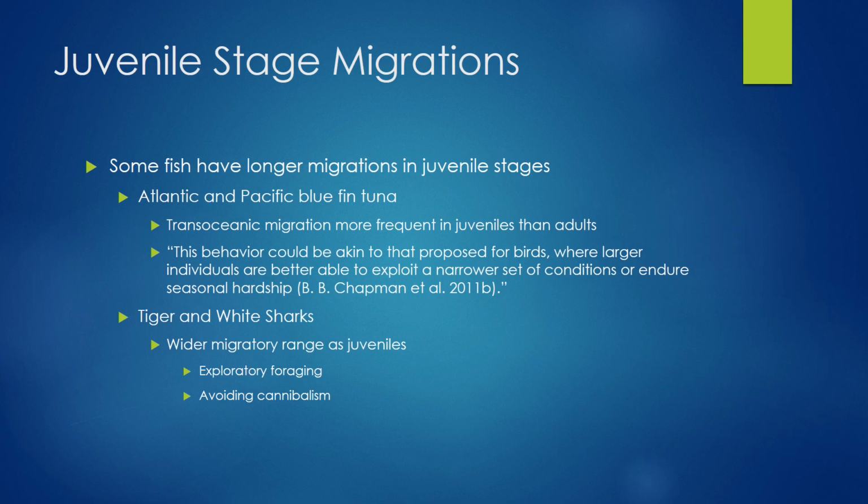Some fish have longer migrations in juvenile stages than they do in their adult stages of life. Examples of fish that do this are the Atlantic and Pacific bluefin tuna, as well as the tiger and white shark. Atlantic and Pacific bluefin tuna have transatlantic migrations more frequently as juveniles than as adults. And for the tiger and white shark, larger migration ranges are found in the juveniles because they are exploring, foraging, and avoiding cannibalism.